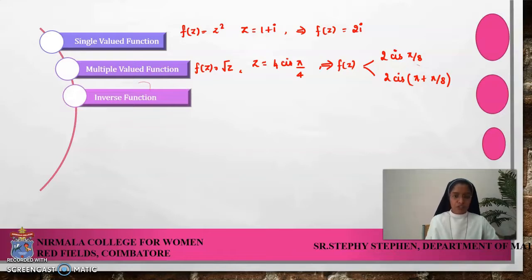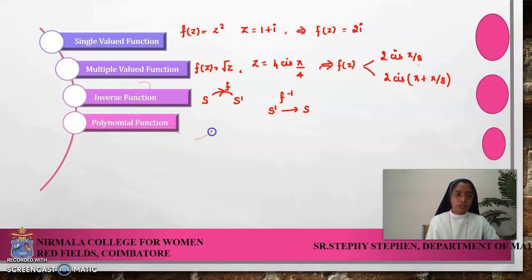The next is an inverse function. Ordinarily we define a function from a set S, that is the domain set, to the range set S dash. So this is a rule that associates values from S to S dash. If we are able to find a function f inverse that associates values from S dash to S, in that case this becomes an inverse function.